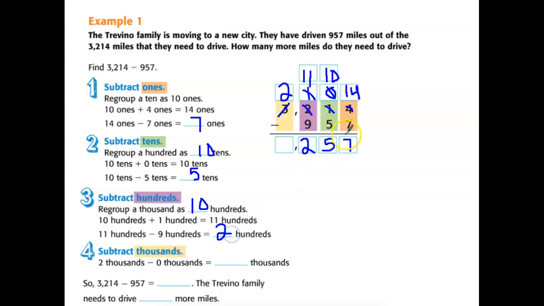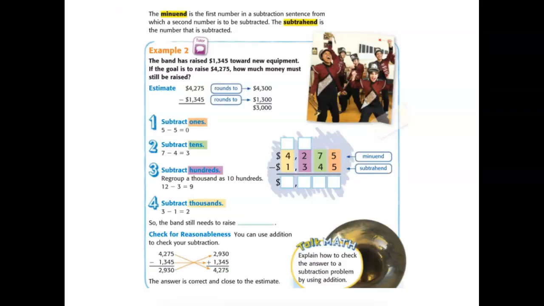Still not done. And then 2 in the thousands column minus nothing is 2. So your answer should be 2,257. So that means they still have 2,257 more miles to go, and I know this isn't going to fit on the line, guys. I don't know if I would want to be sitting in that car. That's a long drive. All right, so let's turn the page.